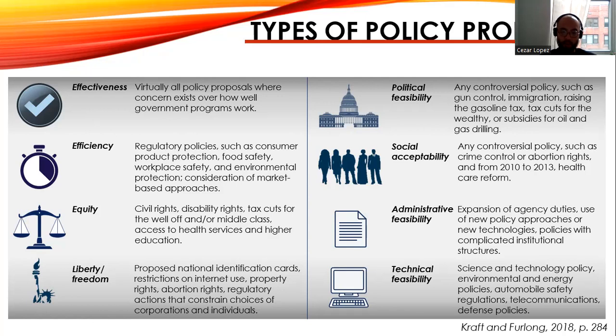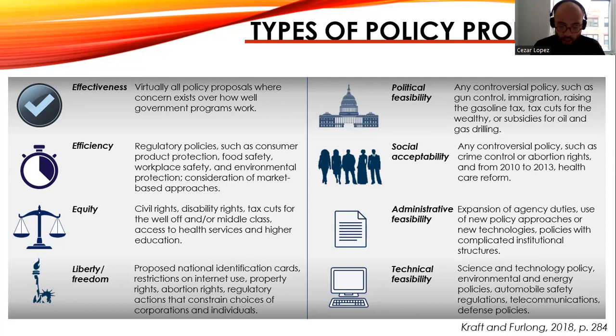Liberty and freedom: proposed national identification cards, restrictions on internet use, property rights, abortion rights, regulatory actions that constrain choices of corporations and individuals. Political feasibility: any controversial policy, such as gun control, immigration, raising the gasoline tax, tax cuts for the wealthy, or subsidies for oil and gas drilling.